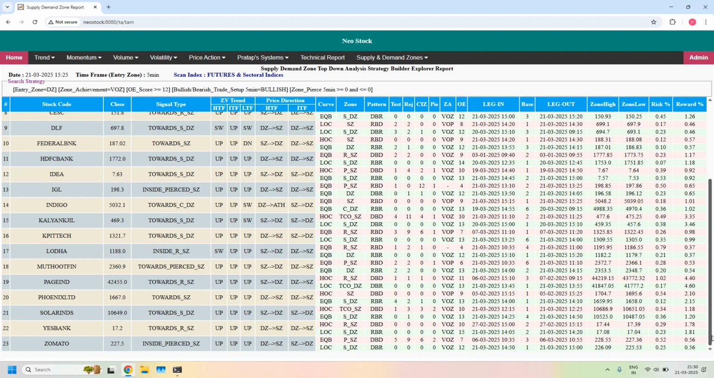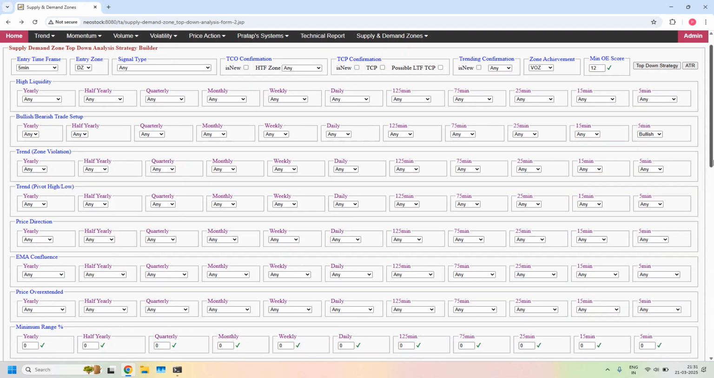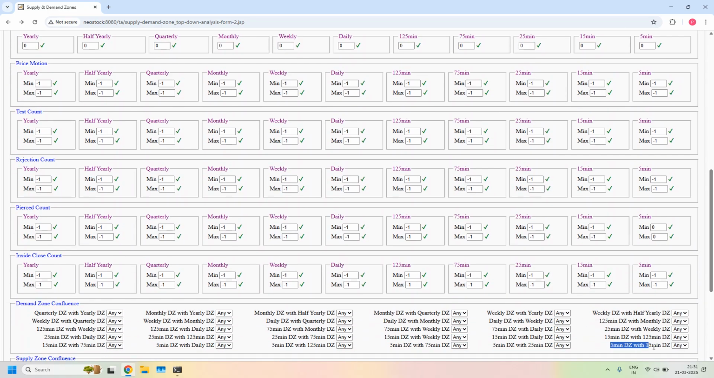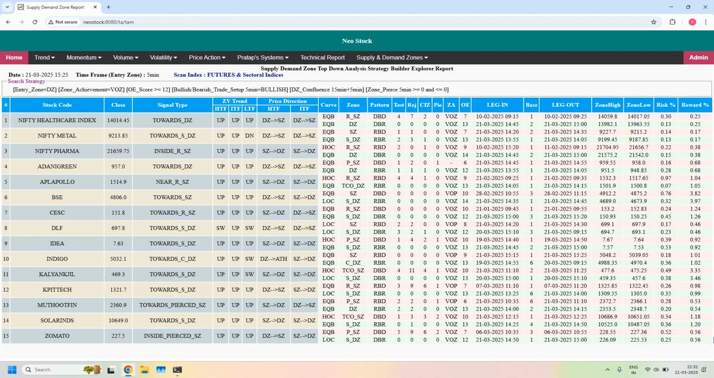First, we will look into LTF, ITF demand zone confluence supported stocks. That is 5 minutes and 15 minutes demand zone confluence supported stocks. I am enabling the filter. So with this filter, out of 21, we got 15 stocks. In these 15 stocks, these 5 minutes demand zones are overlapped with 15 minutes demand zones. And the 15 minutes trend is up in all these stocks.